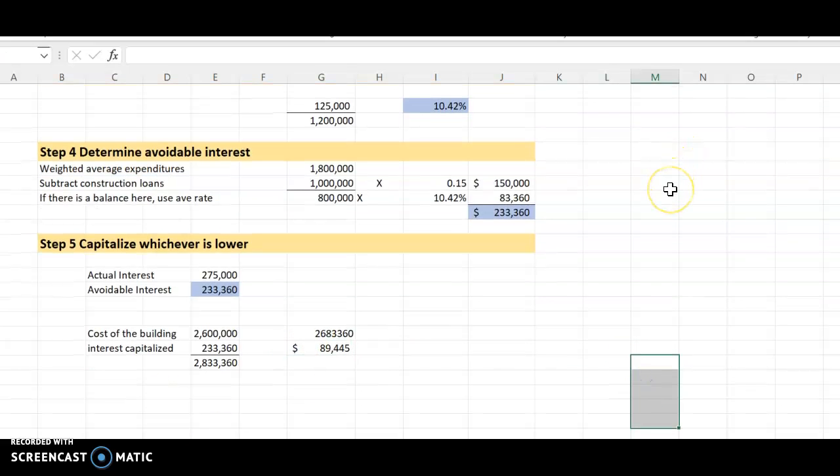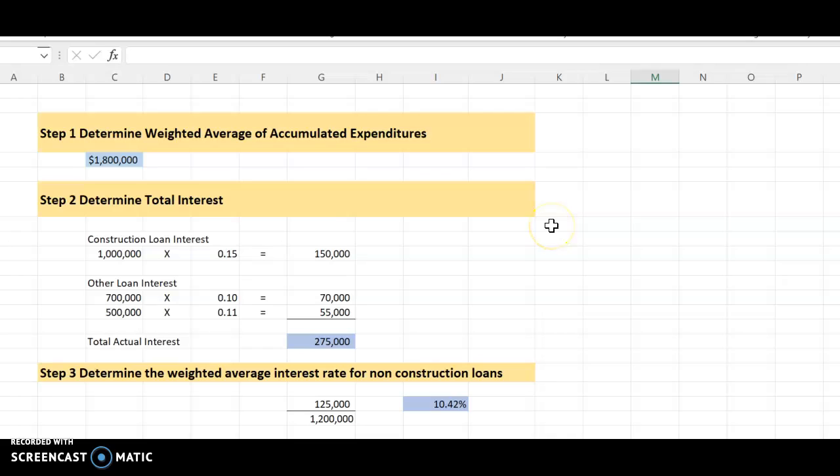And that is how you determine the total capitalized cost of the building and the depreciation.